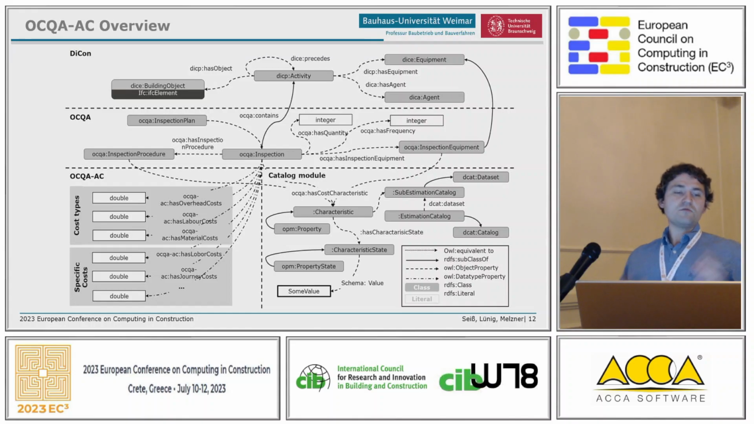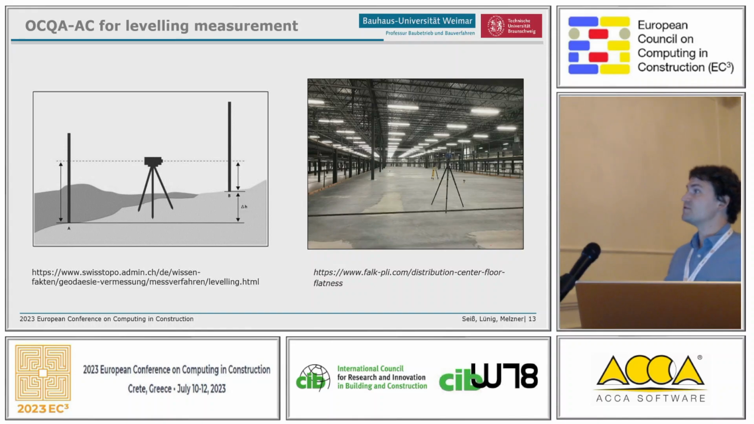So this is provided by the OCQA SC, and we defined this catalog module inside the OCQA SC, which provides us with the special characteristic values, so hourly rates, like labor cost hourly rates. So we have these characteristic values, which are then used to calculate the costs themselves, or the durations, for example. In our example, we used it like this.